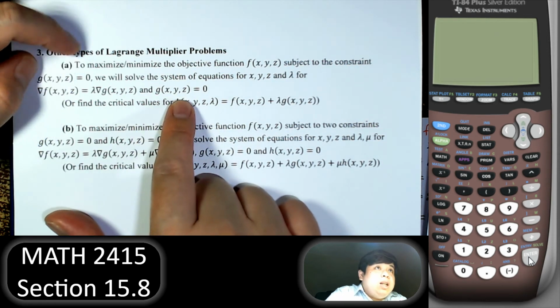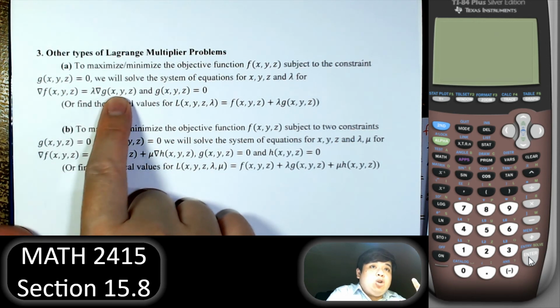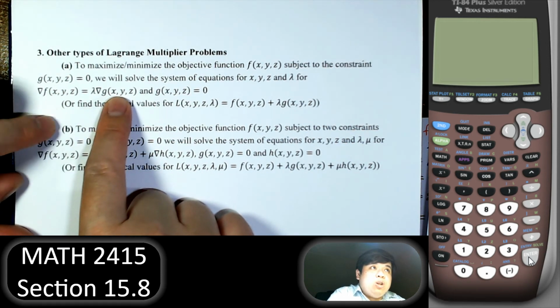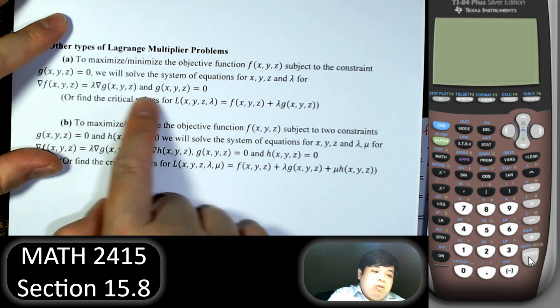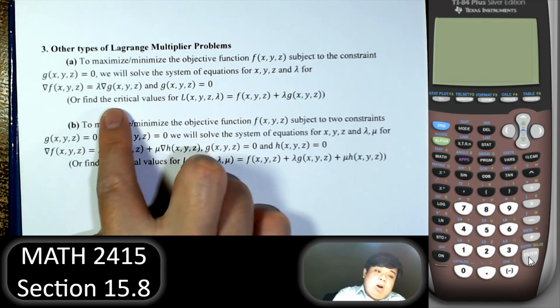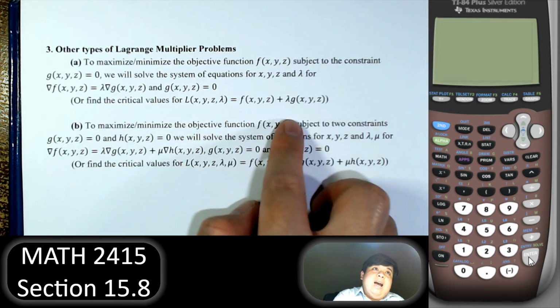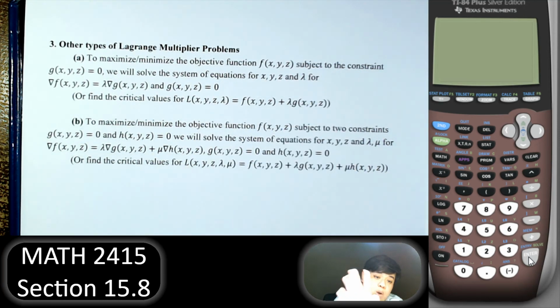And in that case, we still do the same thing. The gradient, in this case, is the partial derivative with respect to x, with respect to y, and with respect to z. So there are 3 equations, plus the constraint will be 4. So there will be 4 equations in that system. Or we can construct one big function and then find the partial derivative with respect to x, y, z, and lambda. Also 4 functions.